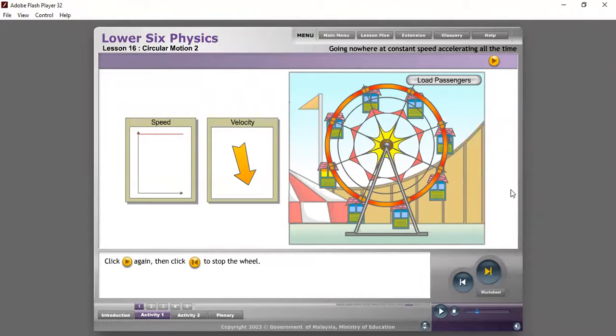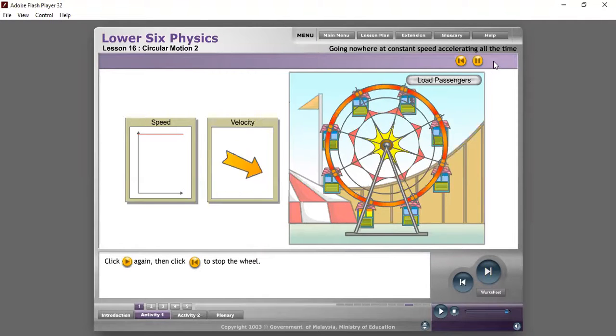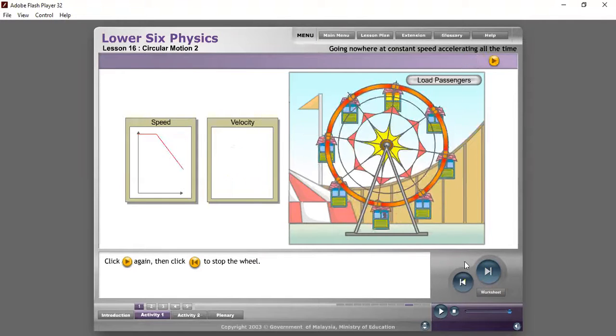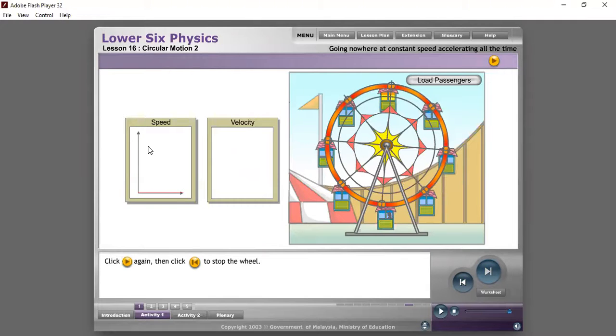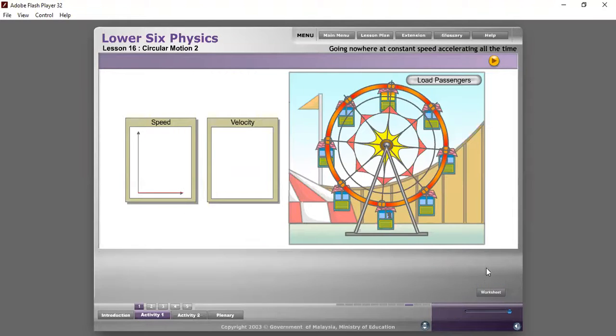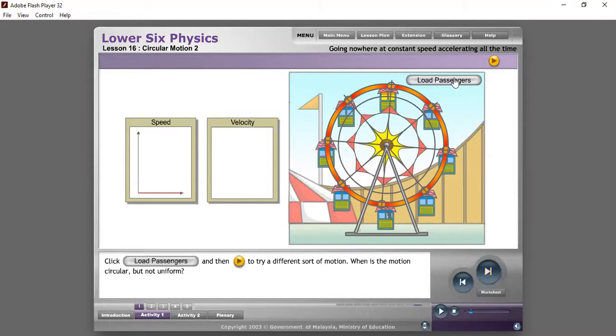Click play button again, then click reverse button to stop the wheel. So it stops, you see that the speed reduced, right? Click load passengers and then play button. Load passengers means that somebody goes in, that we load.